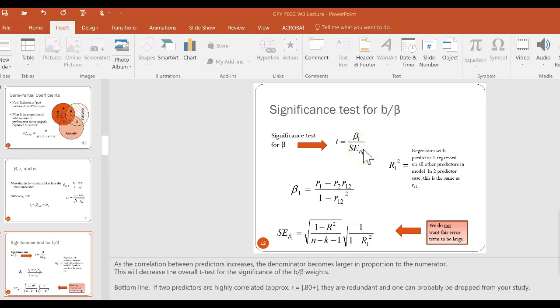So substitute in some numbers and start to think about, if we have a lot of multicollinearity, what do we expect to find in a t-test for a given predictor? And so unfortunately, if 2 or more predictors are really highly correlated, that is maybe 0.8 absolute value or higher, that means they're redundant with one another, and you can probably drop one or more of them from your study.